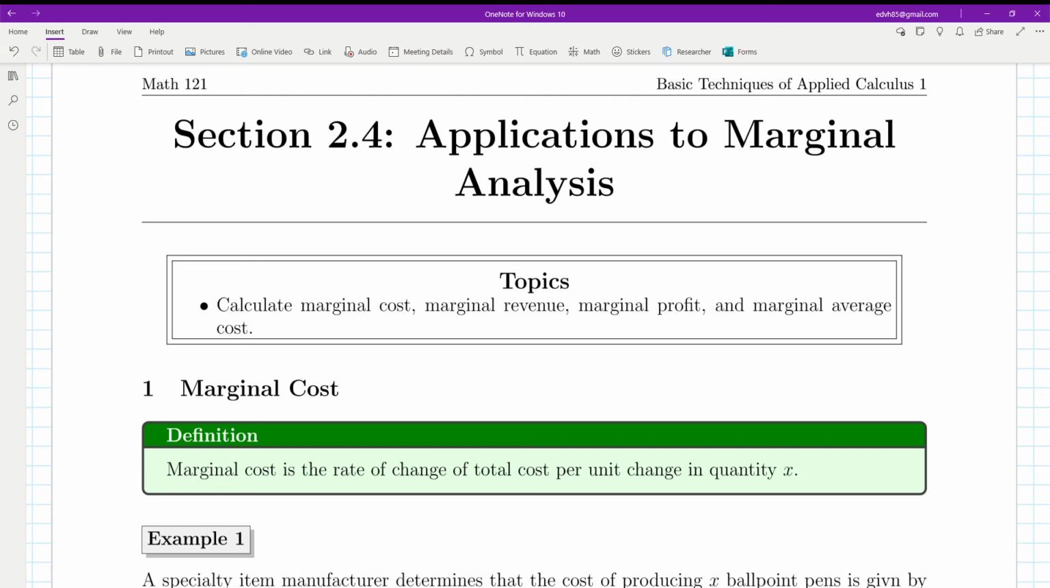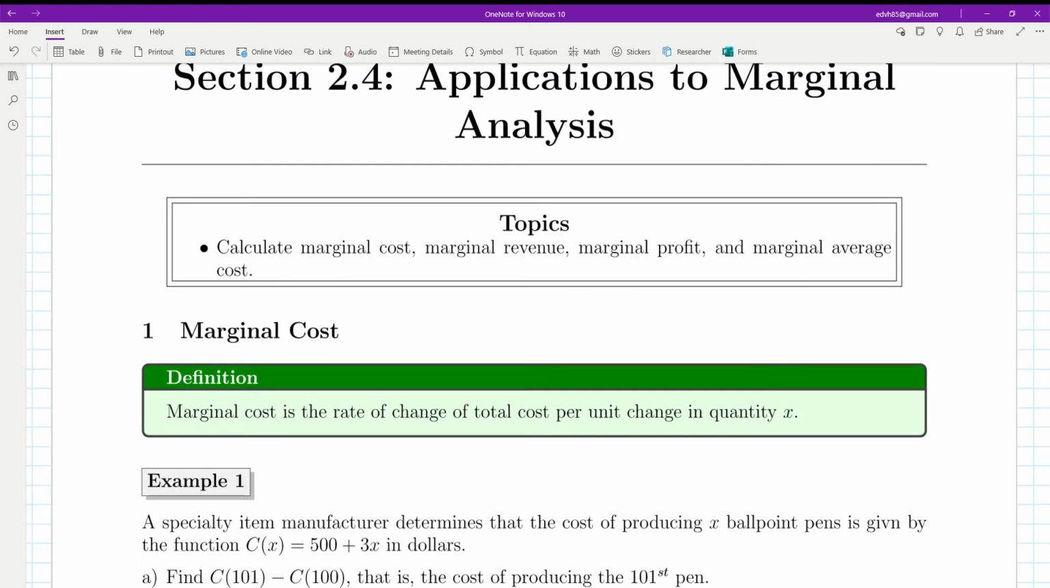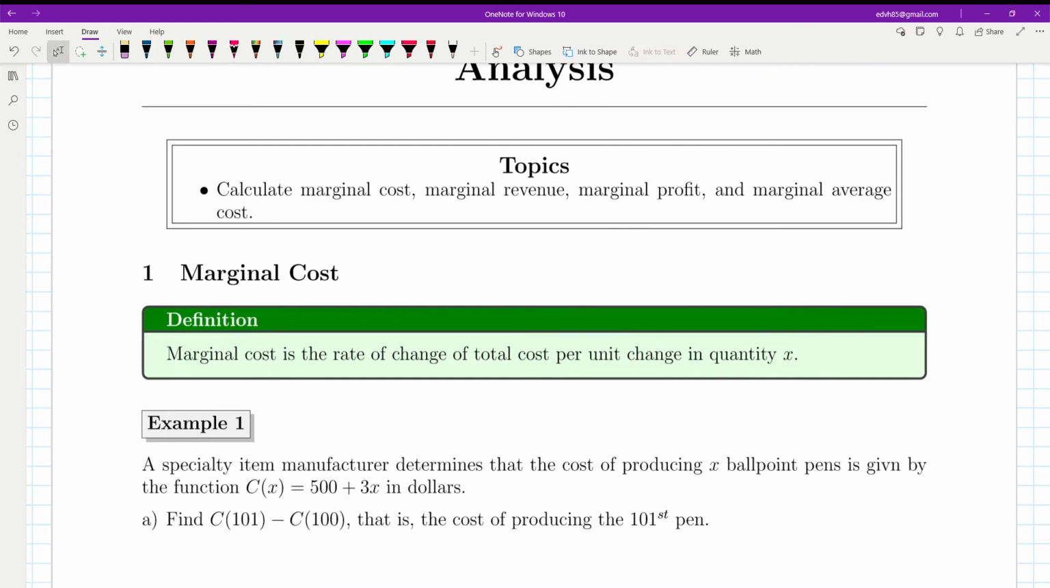Alright, so in this video we go over section 2.4, applications of derivatives to marginal analysis, in which we will calculate marginal cost, marginal revenue, marginal profit, and in the end marginal average cost. Let's start at the very beginning with the basics, which is calculating marginal cost. Marginal cost is defined as the rate of change of the total cost per unit of change in quantity x.